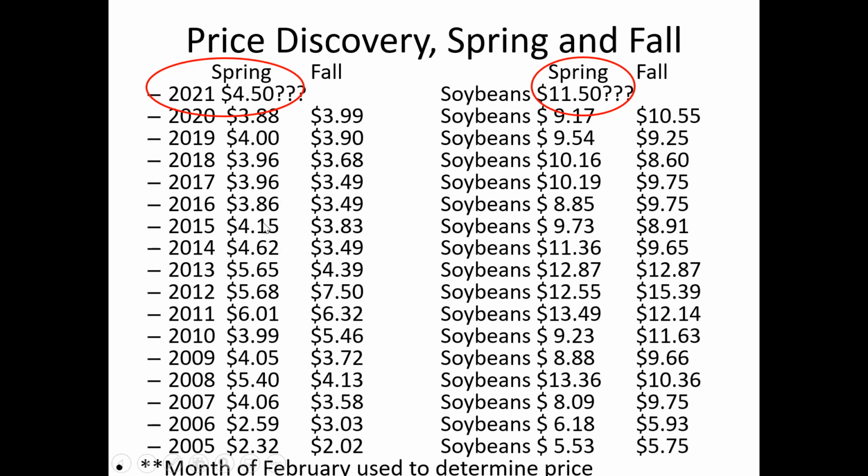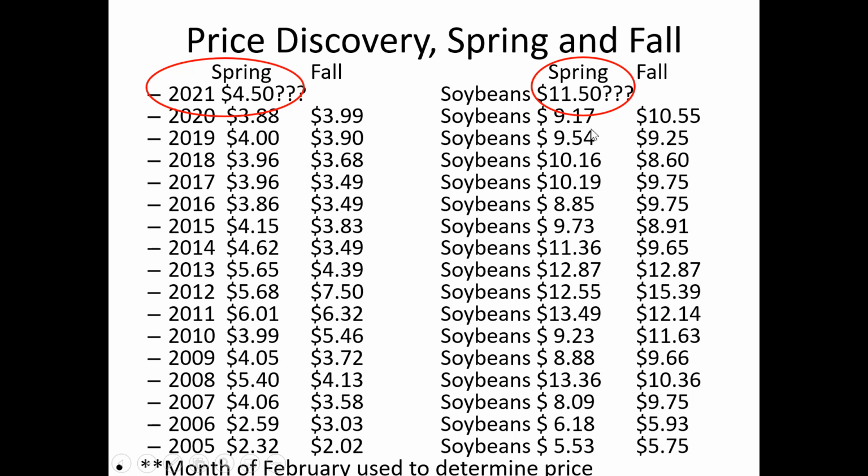Look at the last 4 or 5 years. We haven't been to $4.50 since 2014. So this could be an opportunity to have a really nice guarantee. Same thing on soybeans. $11.50 looks pretty darn good compared to the last 4 or 5 starting years. So we have to go back to 2013 to get a price like this.